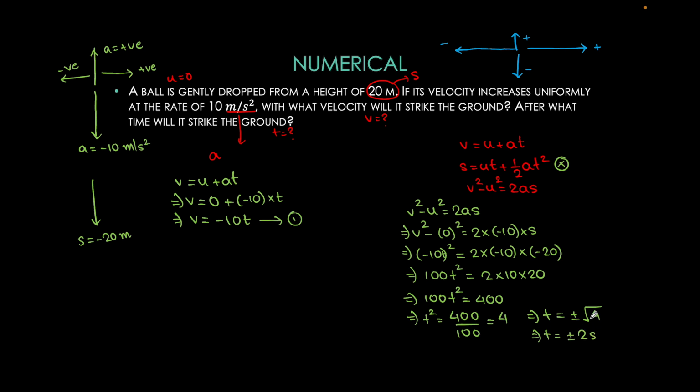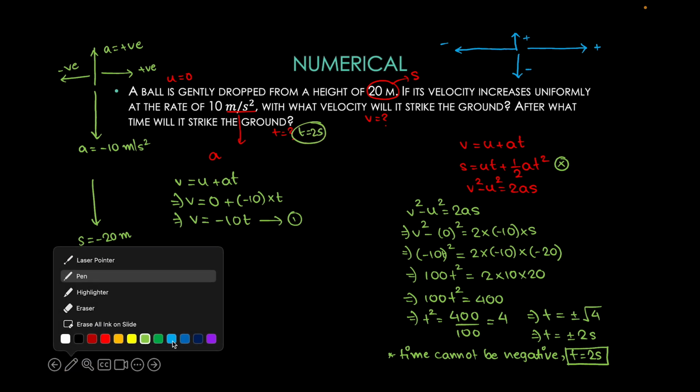So anything which comes out of the square root always has two values. One is plus, one is minus. Now we know that time cannot be negative, right? Time can never be negative. So what we'll consider is that t is equal to 2 seconds. So here we have one of our answers, t is equal to 2 seconds. So this answer will be t is equal to 2 seconds, right?